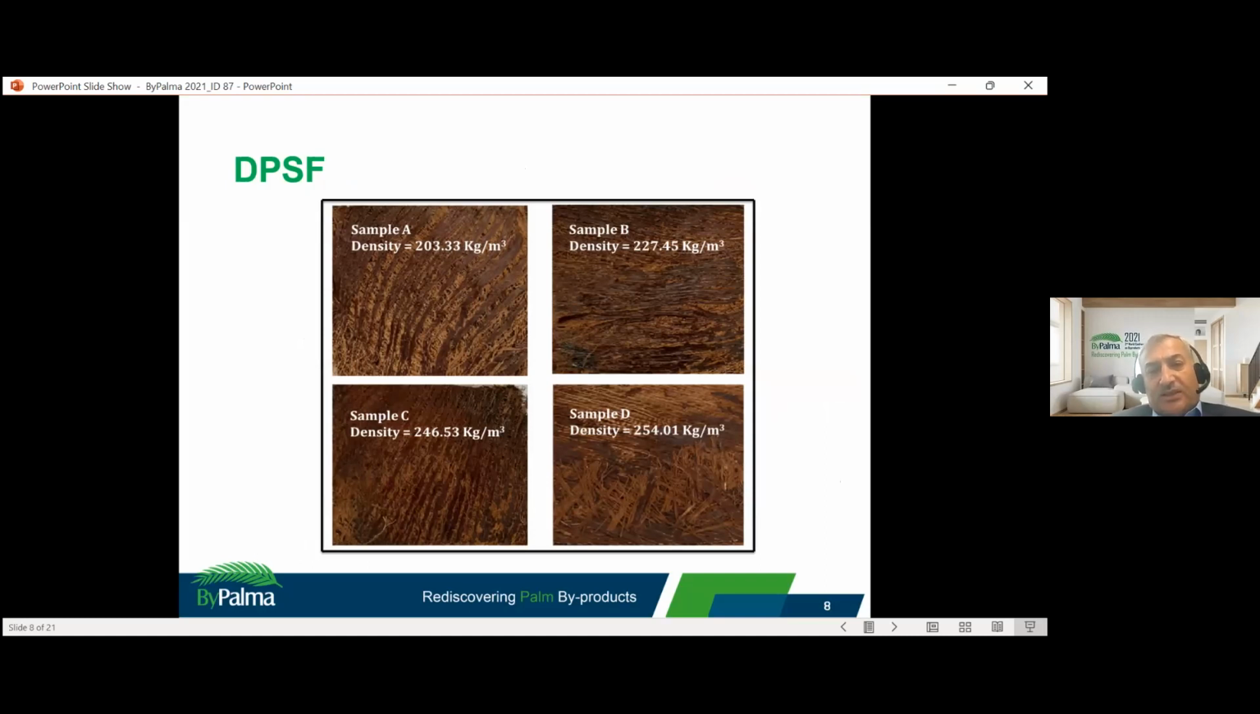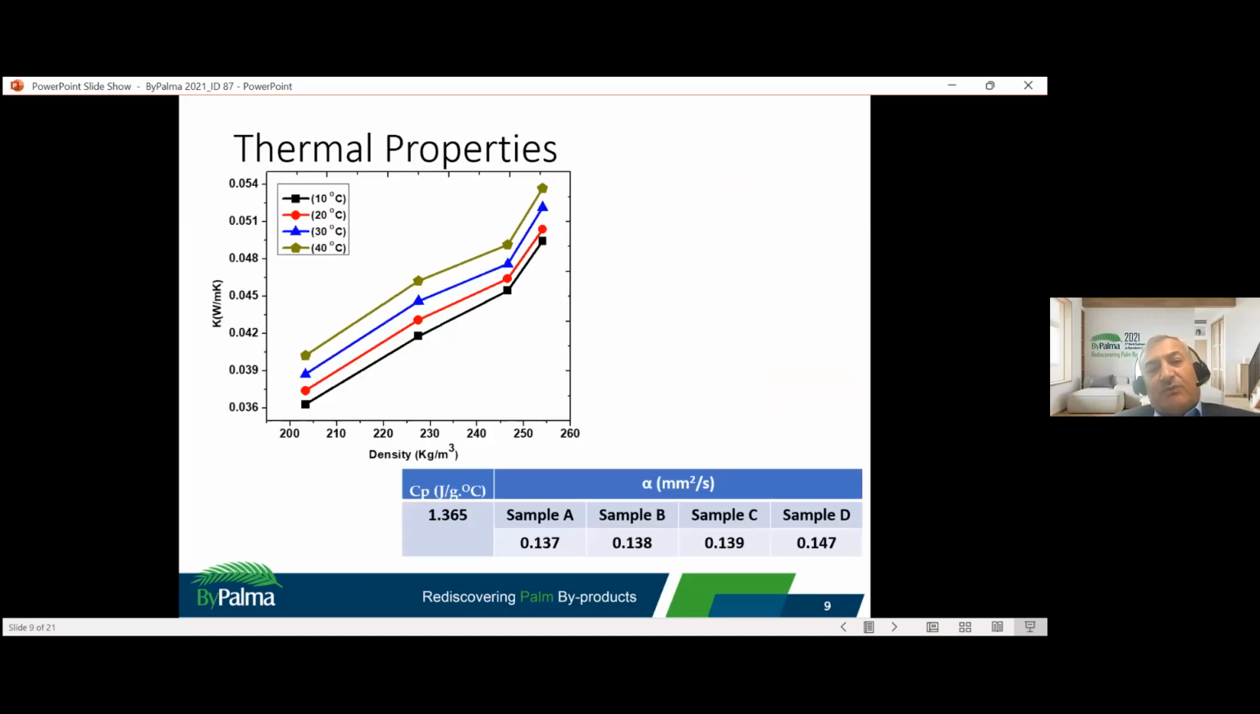We get out with 3 or 4 samples with different densities ranging from about 203 to about 254 kilogram per cubic meter. These are the samples that we have produced. Then we tried to test them for different properties. I will show you some main properties that we are interested in.